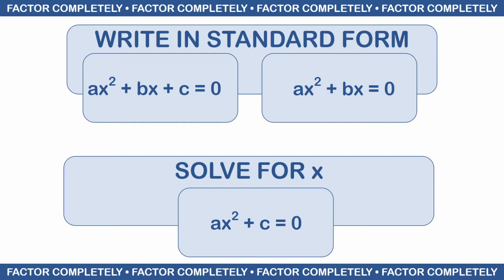The first thing that you need to know is that you need to write the polynomials in standard form. So if your polynomial has an A term, a B term, and a C term, you have to write it in standard form. If your polynomial has an A term and a B term, you have to write it in standard form. The only time that you should not write your polynomial in standard form is when it has an A term with an x squared and a constant. In that case, you want to solve for x and use a square root to find the solution.